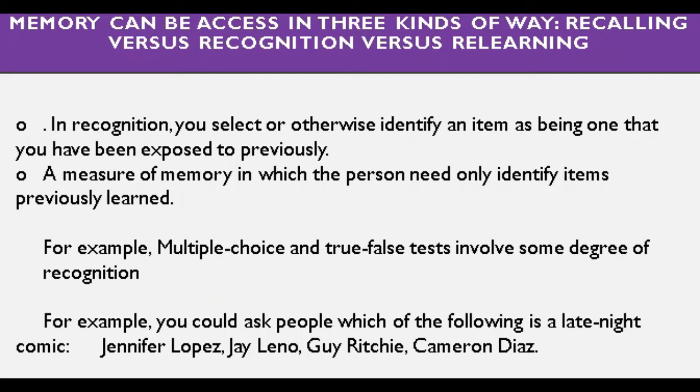That is recognition. For example, a multiple choice and true or false test involve some degree of recognition. For another example, you could ask people which of the following is a late night comic. The information that has been stored in your mind is limited, or you've just learned it previously. Like this one: Jennifer Lopez, Jay Leno, Guy Ritchie, Cameron Diaz. Another example is multiple choice, when our teacher asks us to encircle the best answer to the question.